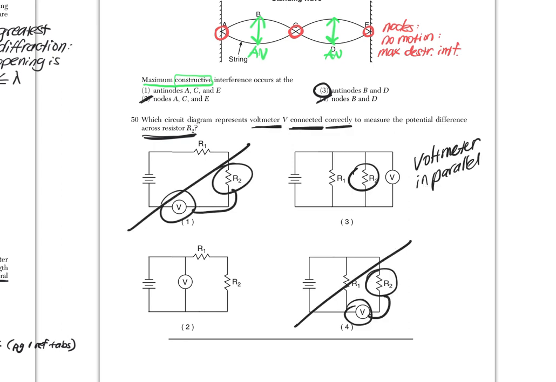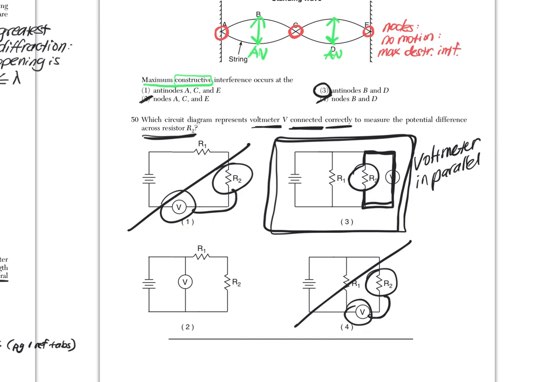Here I have R2, and look at that, I have a voltmeter going in for a hug. One probe on one side, one probe on the other. That is a parallel connection. And then choice 3 is our best choice here. Choice 2 looks like the voltmeter is in parallel with R2, but that voltmeter is actually in parallel across both R1 and R2, and they just wanted R2 by itself, and so it is not choice 2, it's going to be choice 3.